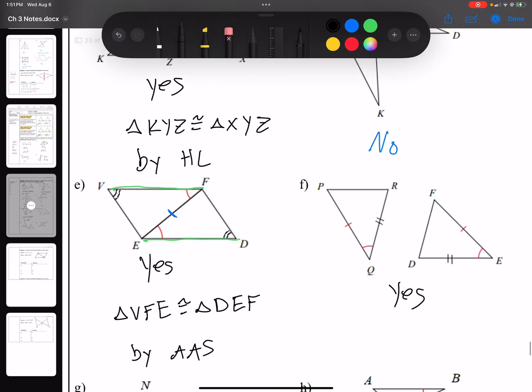F is going to be yes, by side, angle, side. They have two pairs of equal sides, and the angle that connects them is equal. So I'll call that PQR. P had no marks, was at the end of 1. No marks, end of 1 is F. Then Q had the 1 mark. E has the 1 mark. Then D.